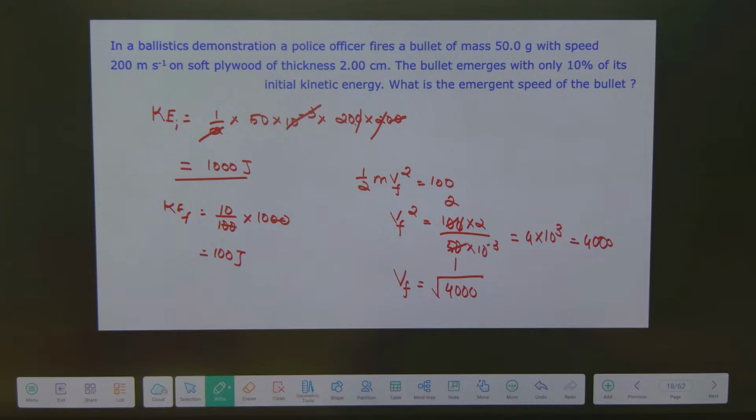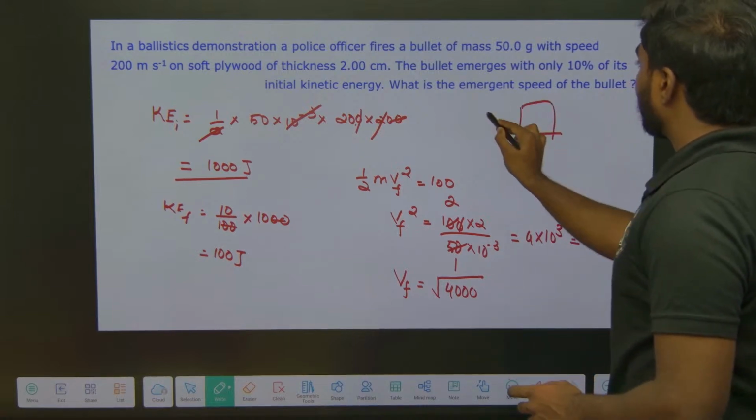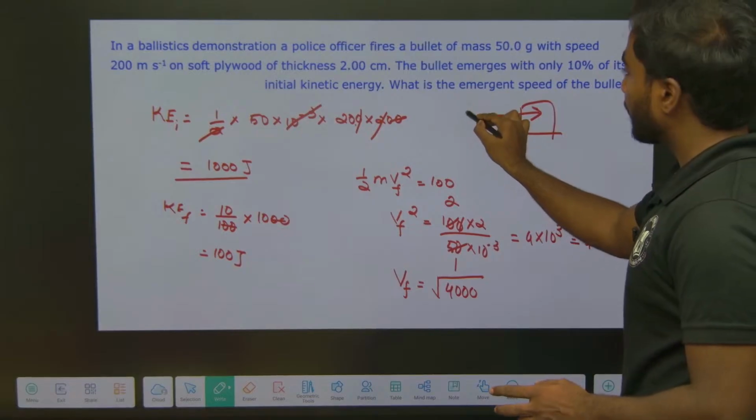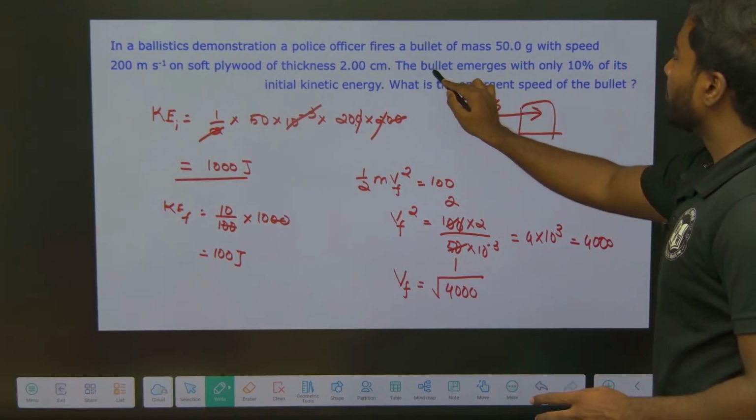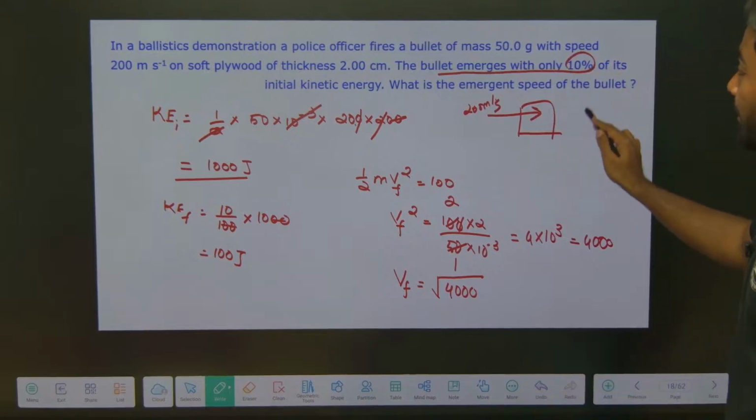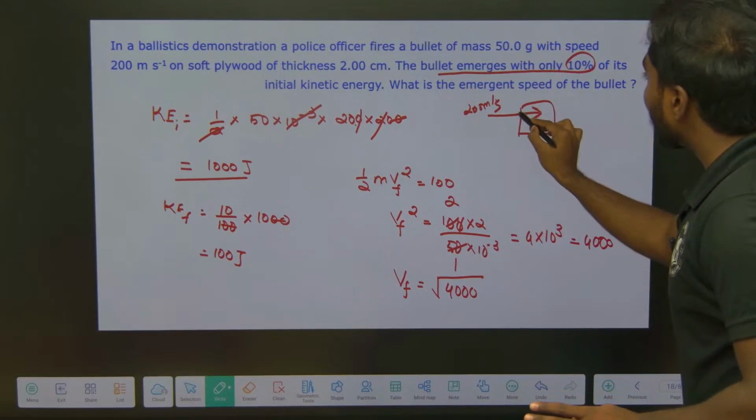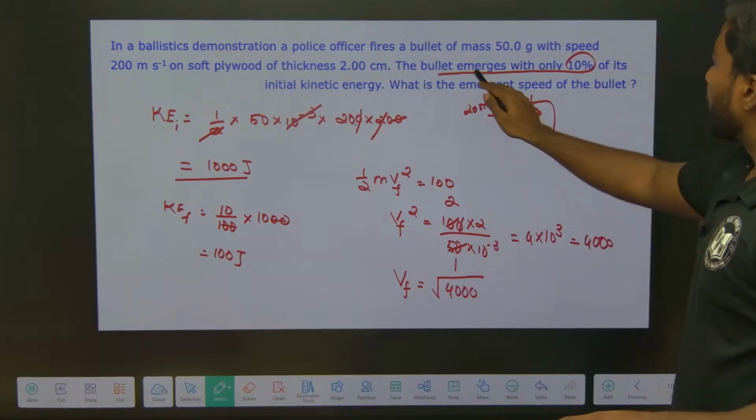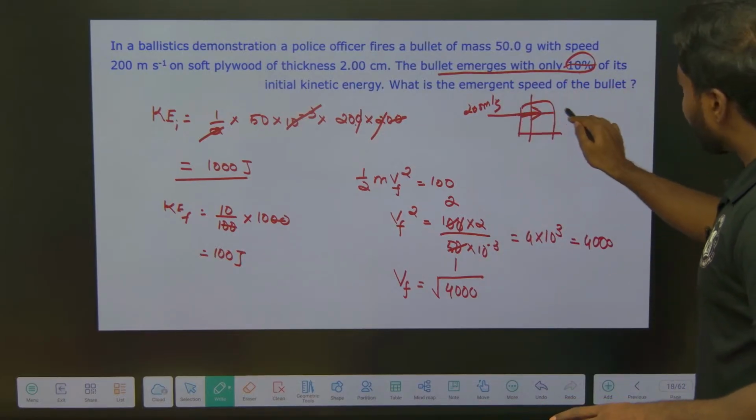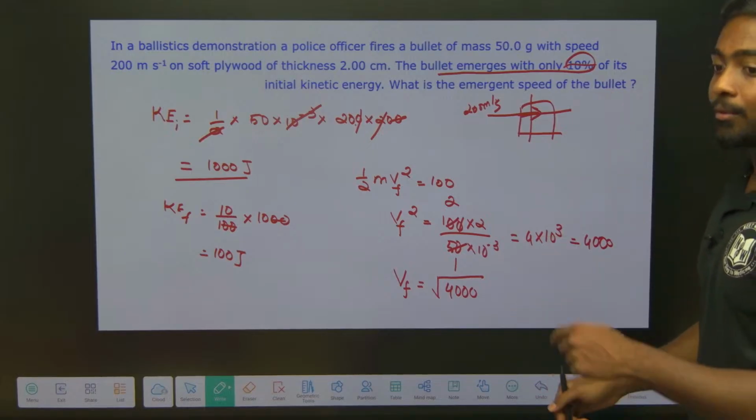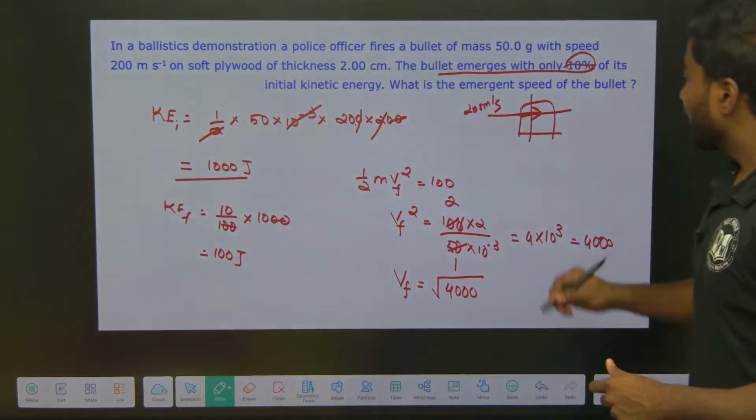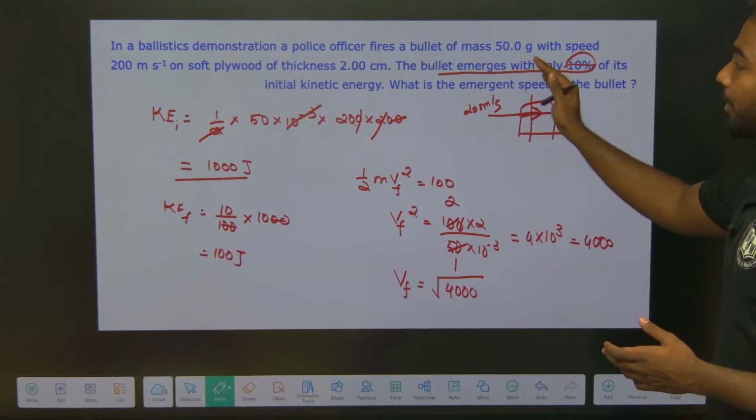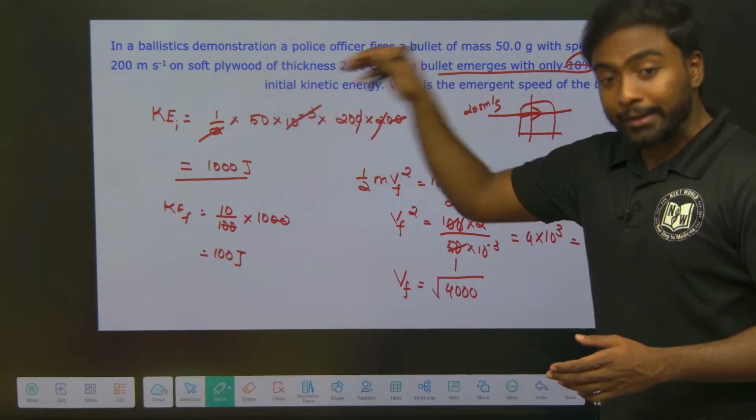So here there is no need of that plywood force. Simply they have mentioned that this is the plywood. They have given the bullet with initial velocity 200 meter per second, and the bullet emerged with only 10% of its initial kinetic energy. Emerge in the sense only 10% has been retained. Other part of the question, how they will ask: the bullet has gone inside fully and it has been stopped. That is one type of question, which we have seen. So this is another type of question. Only 10% of the initial kinetic energy is left.